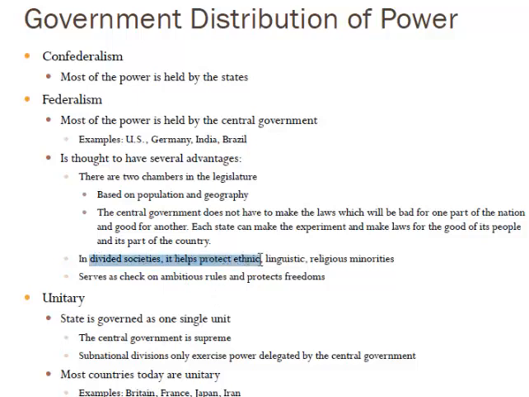It also helps protect ethnic, linguistic, and religious minorities rather than consolidating the government in one big, central, powerful structure run by the majority. The representatives of the various states can have their own smaller governments where minorities can have a bigger stake in it. It also serves as a check on ambitious rulers and protects freedoms, the fact that you don't have all the power consolidated in one central apparatus. Instead, you have power that's split among many different entities.